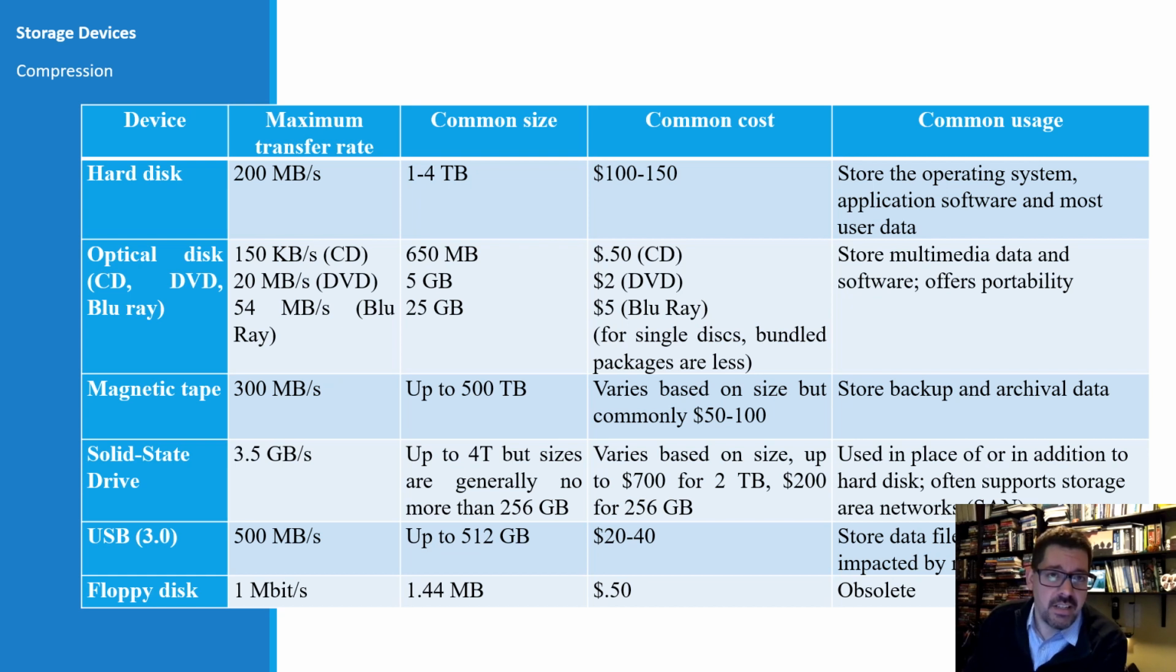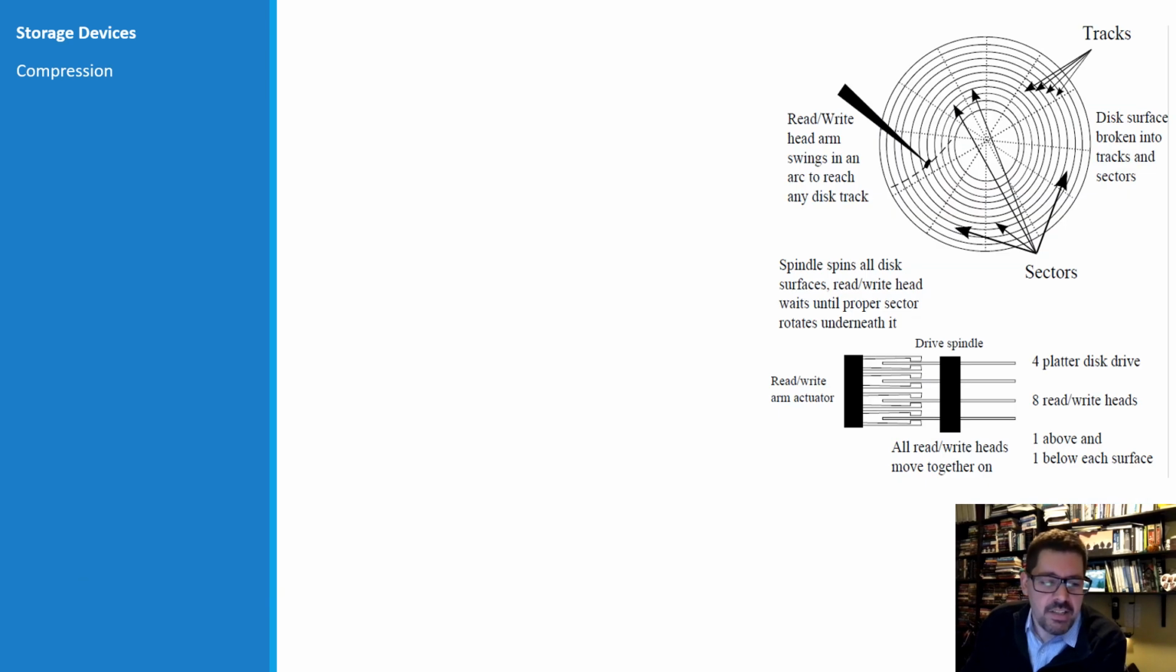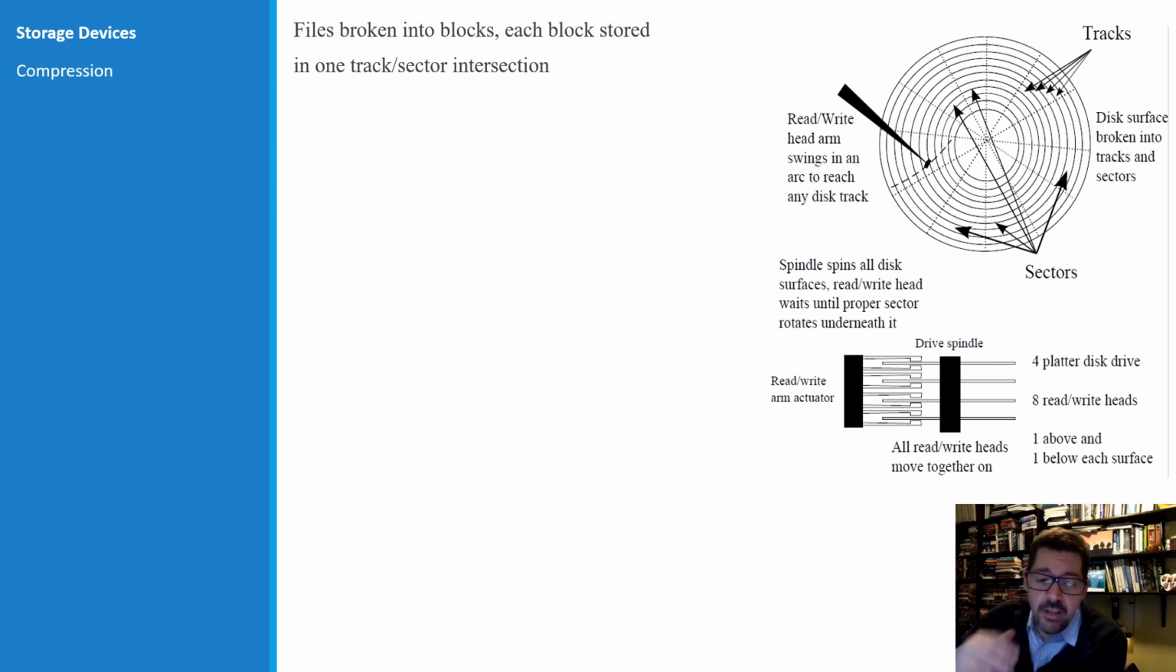Your book has a nice little chart. You can see it here in the PowerPoint of various types of storage media, and I'll just talk briefly about each one of these. A hard disk is probably the oldest type that we still use today, although they're becoming less common. But basically, with a traditional disk drive, you have these platters that you can think of almost like a record, right?